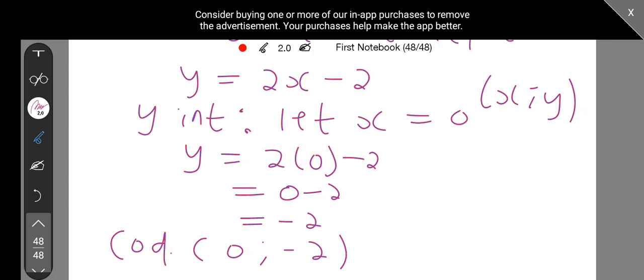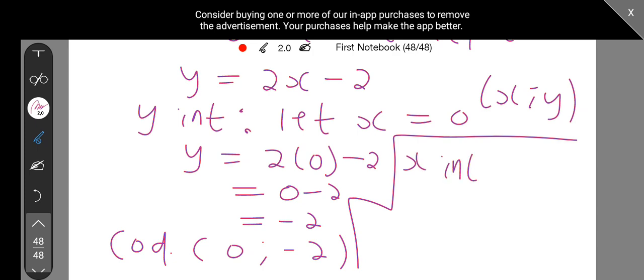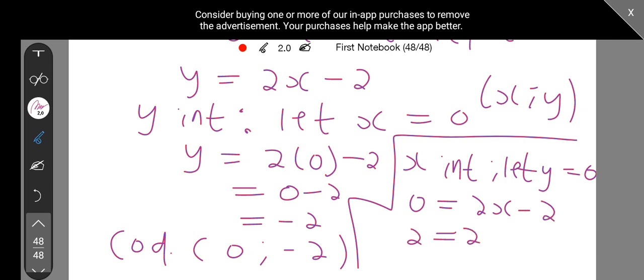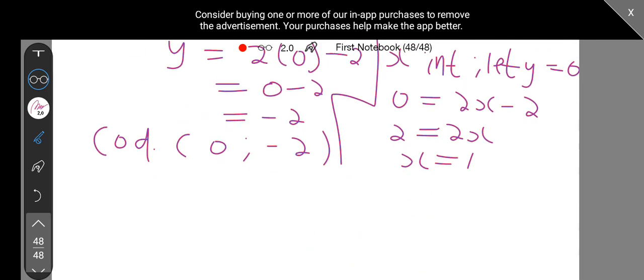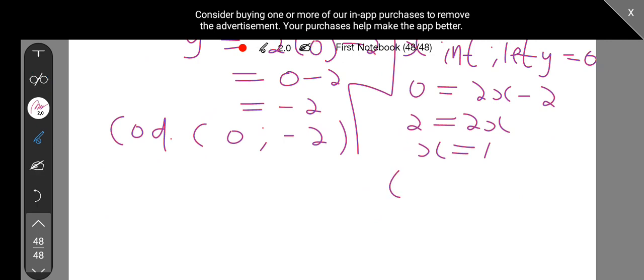So to find the y-intercept, you let x be equal to 0. And let's say they said calculate the x-intercept. Similarly, for the x-intercept, you let y be equal to 0. So 0 = 2x - 2. We take the -2 to the right side, and then 2 = 2x. At the end, x is equal to 1. To write it in coordinate form, x is equal to 1 when y is 0. This is how you can find the x as well as the y-intercept.